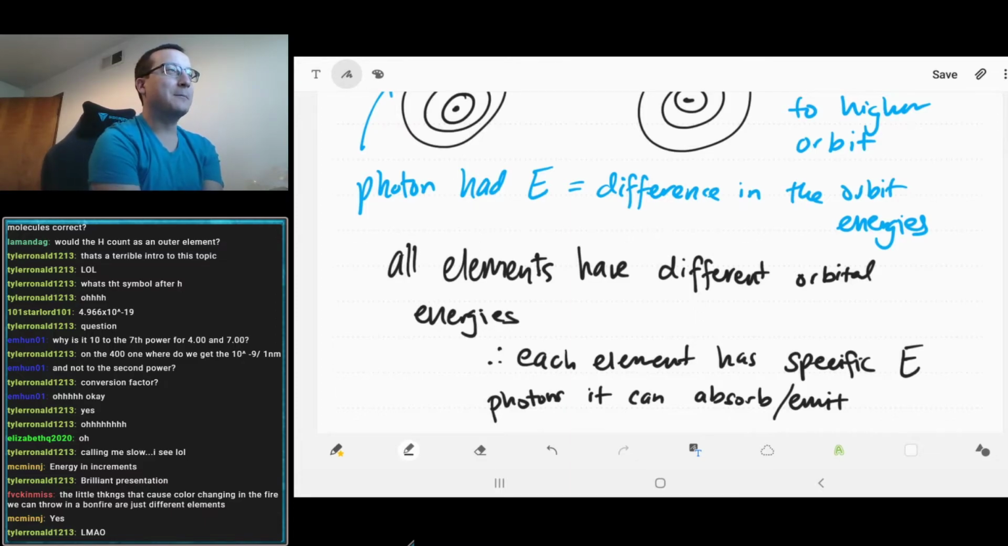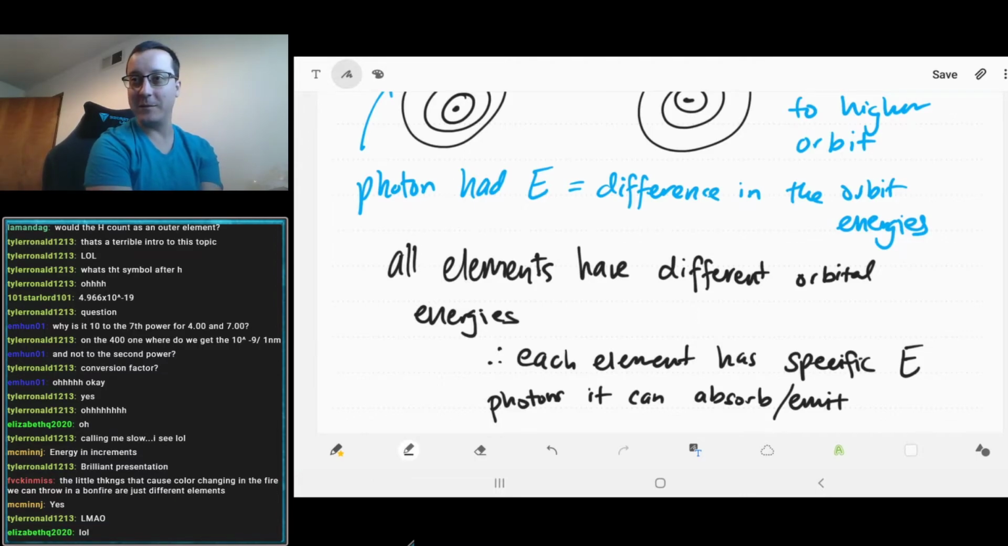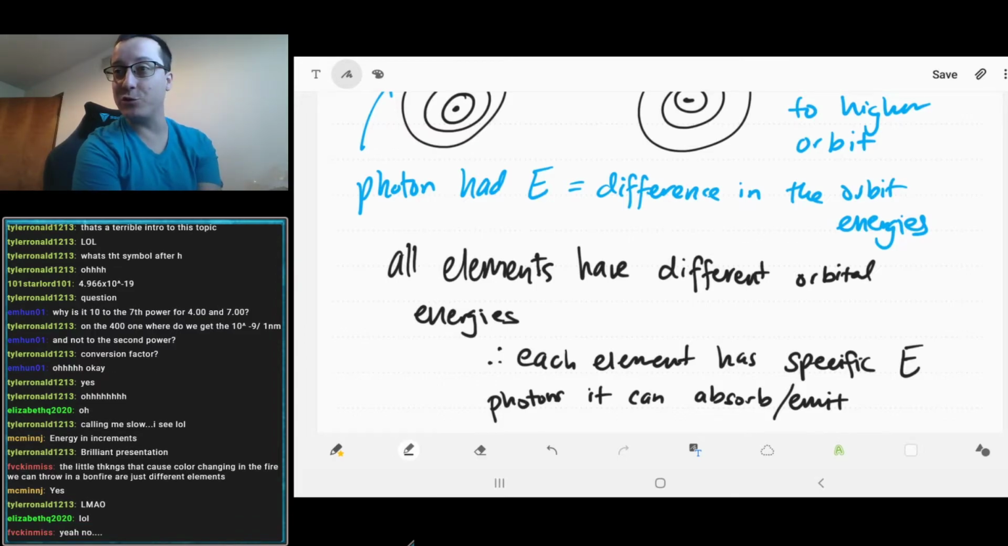Okay, so that's the idea: different elements have different energy levels in their atoms, and so they can only absorb and therefore emit different energy levels.